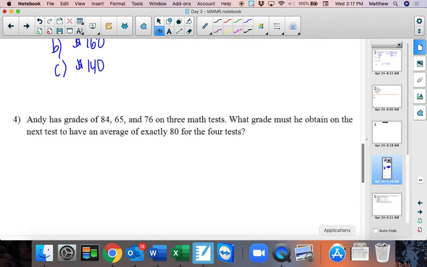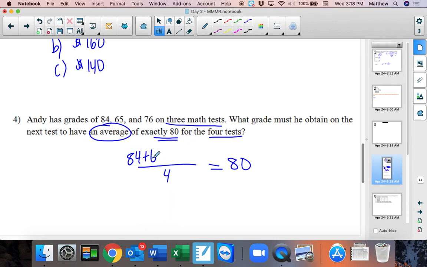If you look at number 4, Andy has grades of 84, 65, and 76 on 3 math tests. What grade must he obtain to have an average of 80 for the 4 tests? So this looks to me like the first 2 problems where I would go, I need an average. So he wants to have an average, and they're giving us that value. So my average is 80, and I know to find an average on 4 tests, I'm going to have to divide by 4, where I have 3 scores, 84 plus 65 plus 76 plus x equals 80. And just like above, I would solve it the same way.